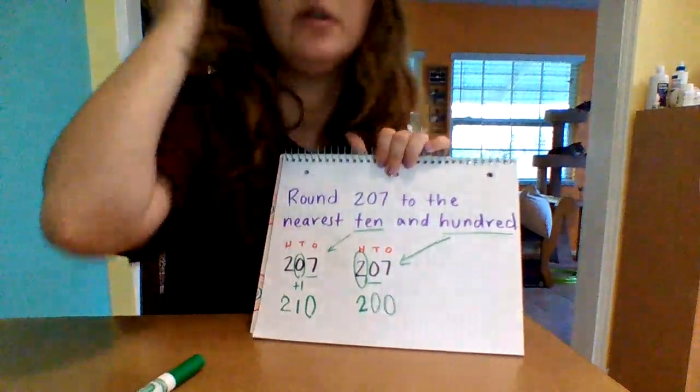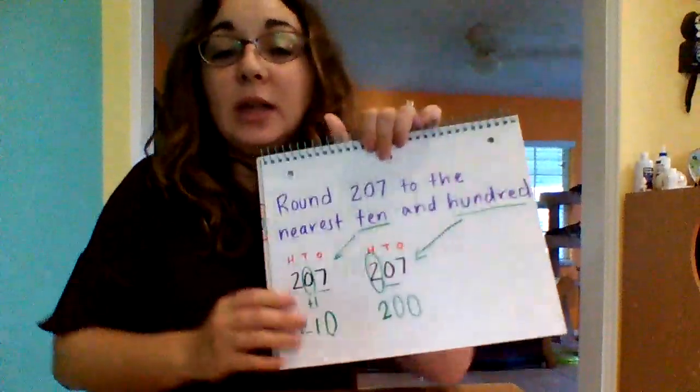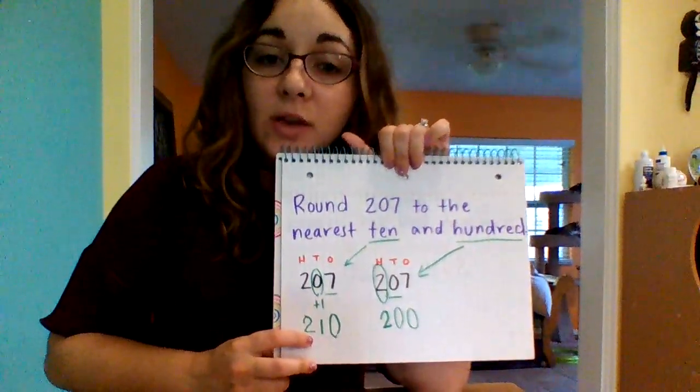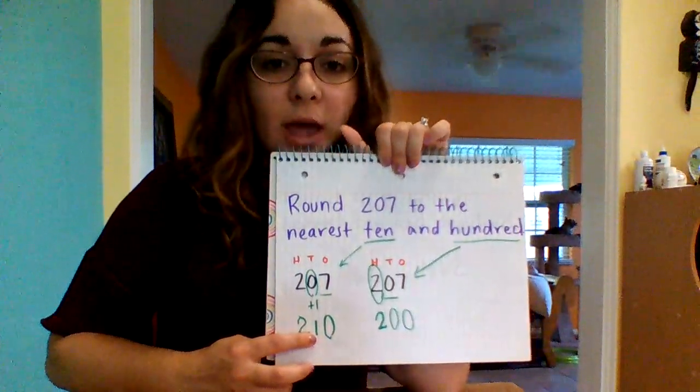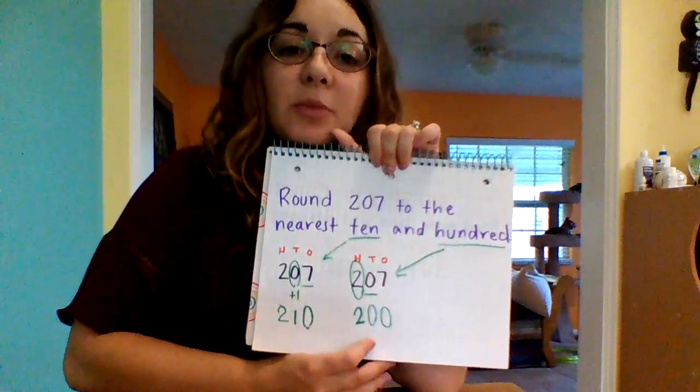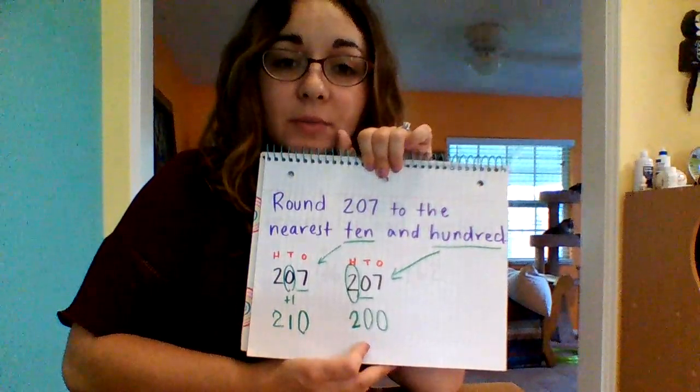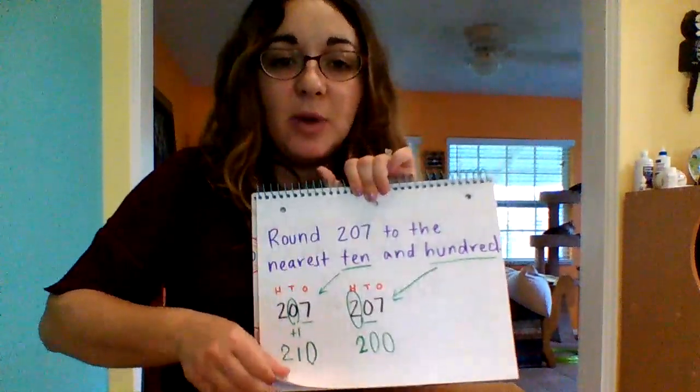So you can round the number 207 in two different ways. First to the nearest 10, and you get a number with a 10 in it, like 10, 20, 30, 40, 50, 60, whatever. And then to the nearest 100, where I end up with my 2 zeros at the end here. Let's look at another example of this type of problem.